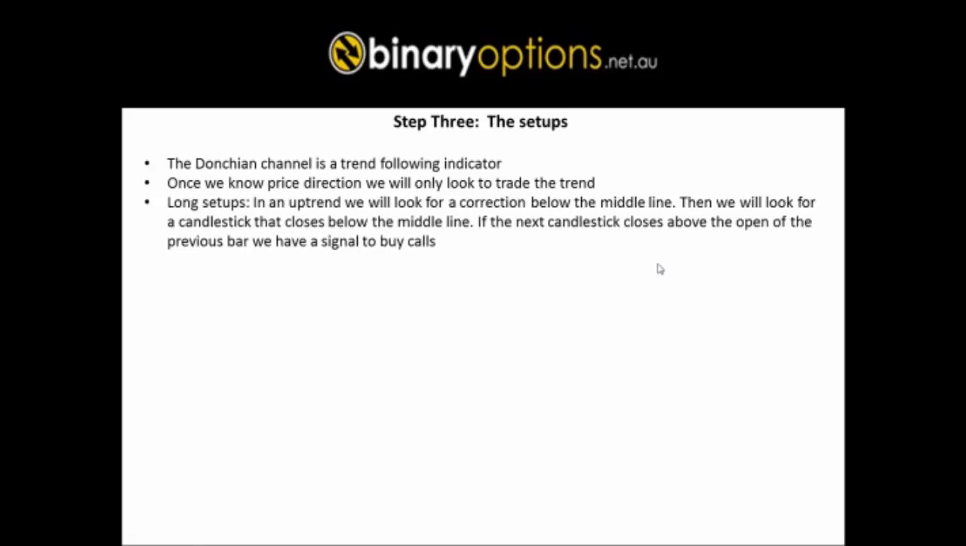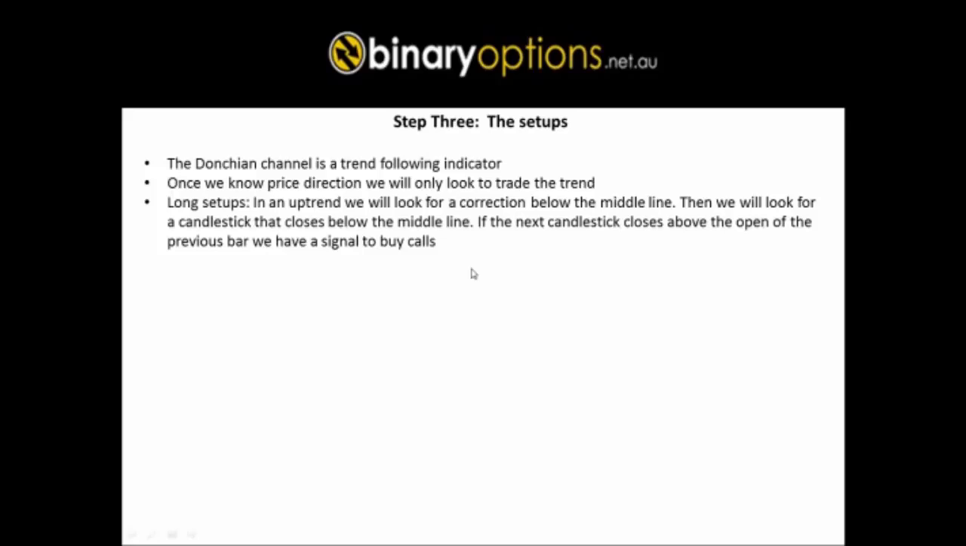Now, a long setup in an uptrend, we will look for a correction below the middle line. Then we would look for a candlestick that closes below the middle line. If the next candlestick closes above the open of the previous candlestick, we have a signal to buy calls. This is very simple, okay? In an uptrend, price corrects, and when price closes below the middle line and then we have a bullish pattern, we can buy calls because that is a signal to enter at the bottom of the correction.